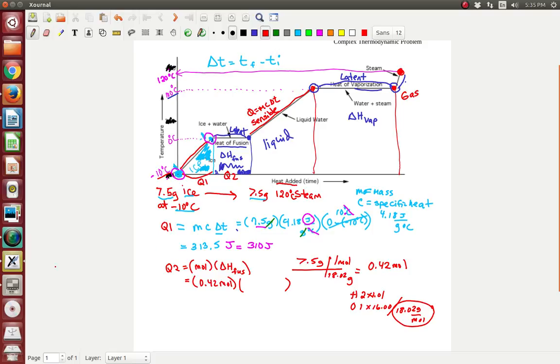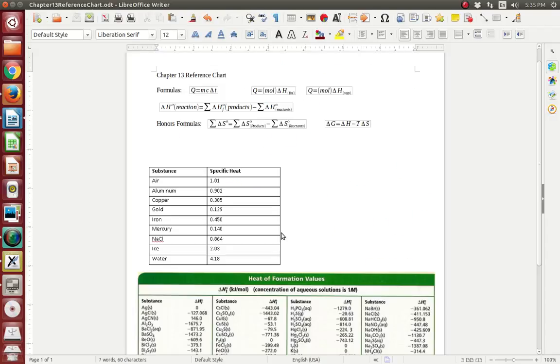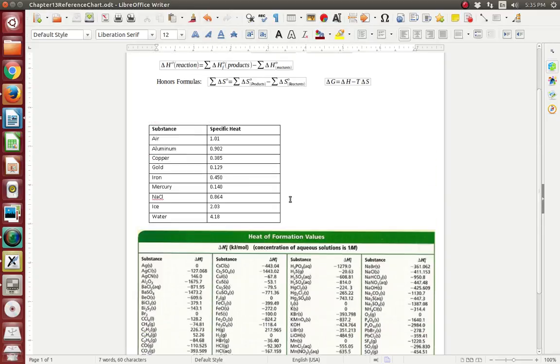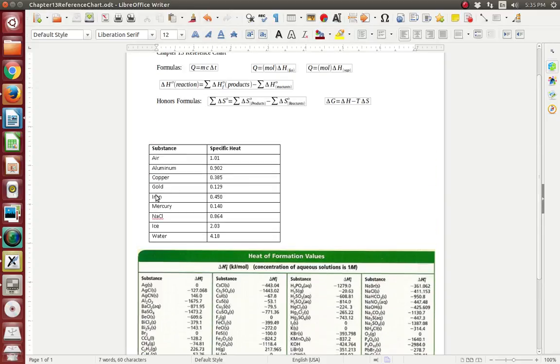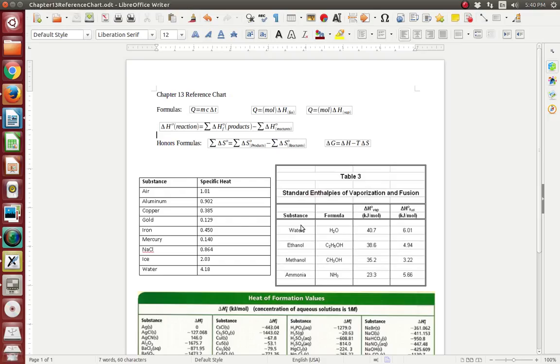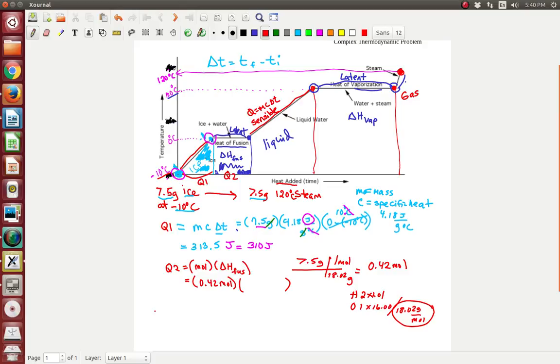So we're going to go look at the chart one more time. And let's see. I don't have the delta H of fusion on this chart. I guess I need to go get that real quick. Okay, I went and got the values. There it is. Okay, the molar heat of fusion, which is changing it from a solid to a liquid, is 6.01 right here. 6.01 kilojoules per mole. So that's what we're going to need to use. So let's write that in.